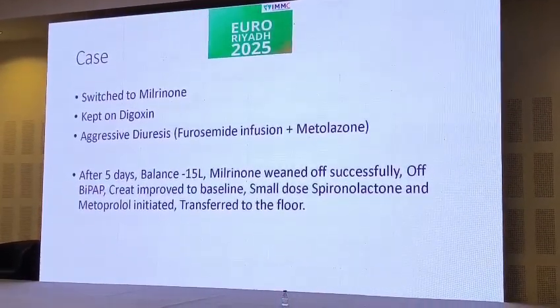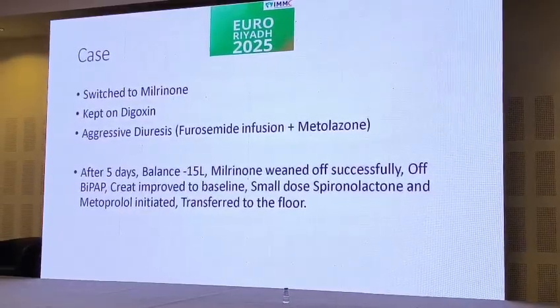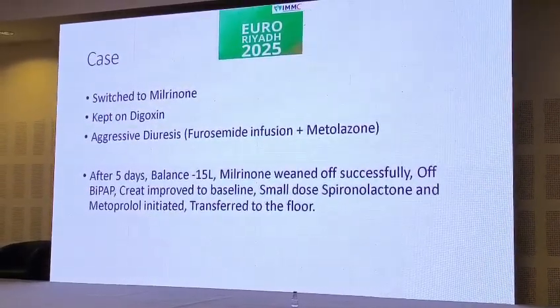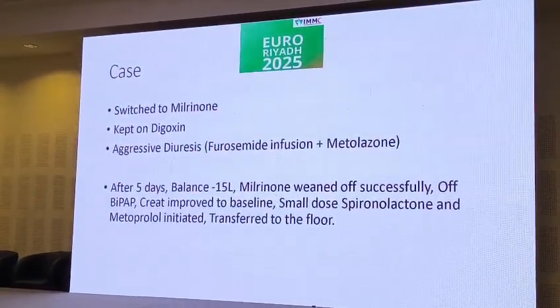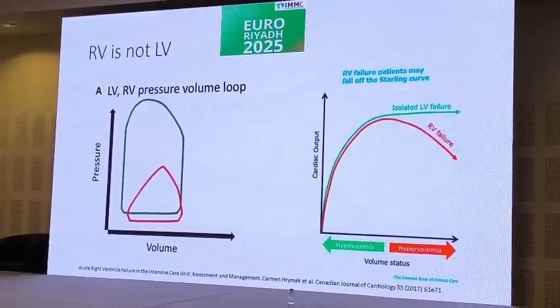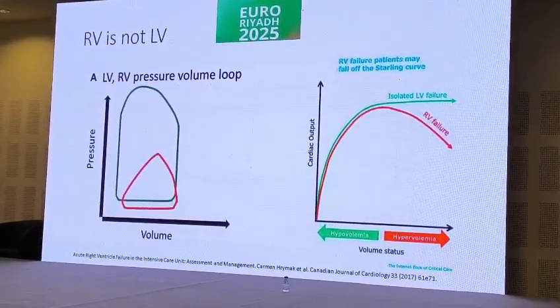After 5 days, when he was minus 15 liters, milrinone was finally weaned off, and we started a small dose of spironolactone and metoprolol, and he was shifted to the floor. So an easy case, and it's mostly a preload problem that you will see in CVICU and in general ICU sometimes.